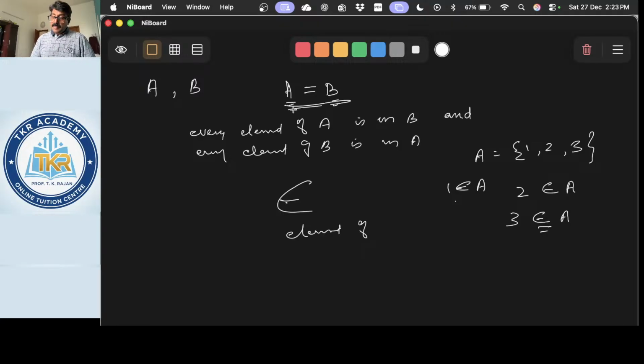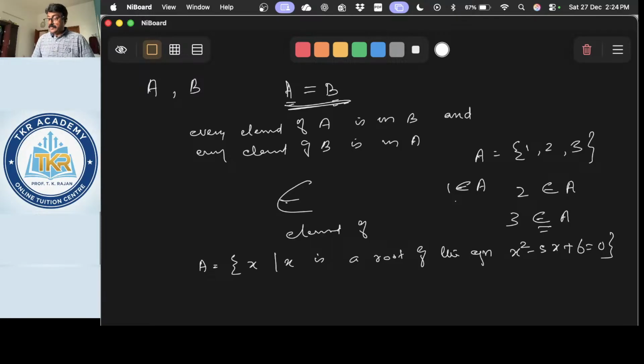So two sets A and B are equal if the elements of A are in B and the elements of B are in A. Now let us take two sets A and B which are equal. Consider A equal to the set of all x such that x is a root of the equation x square minus 5x plus 6 equal to 0. It's a quadratic equation. And take another set B equal to {2, 3}.